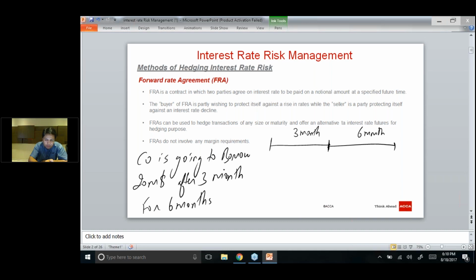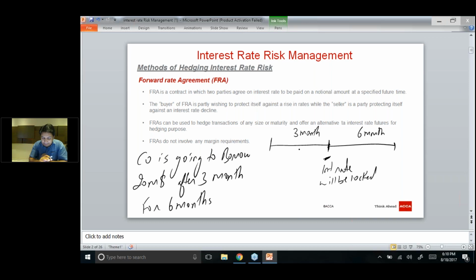A company is going to borrow $20 million after 3 months for a period of 6 months. So actually you are facing risk for 3 months, because at the end of 3 months you will borrow, and once you have borrowed you will not face any risk, because you are only going to borrow for 6 months, and at the start of the 6 months your interest rate will be locked. So you have a risk of only 3 months.